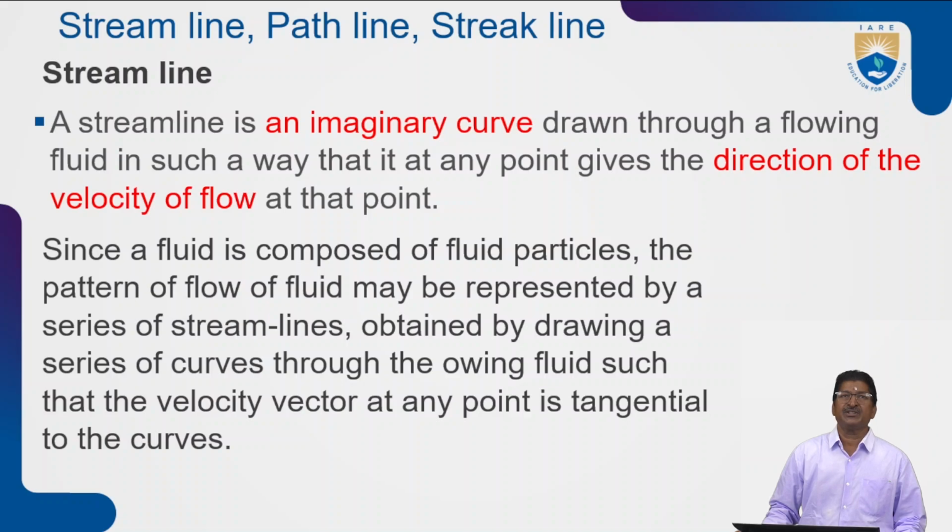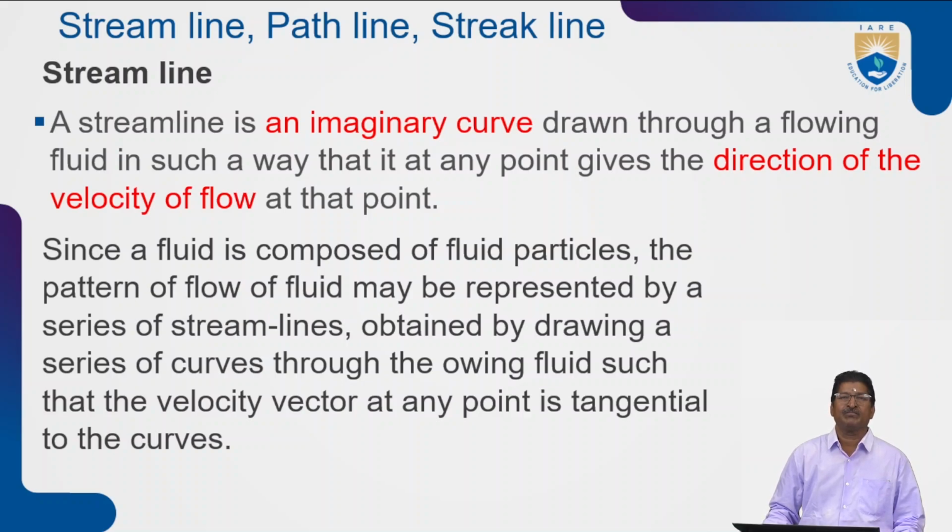If you see the streamlines, what is it telling here? It is an imaginary curve. A streamline is not actually existing. It is an imaginary line, but any point on that imaginary curve gives the direction of velocity of flow. The tangent at any point gives the direction of velocity of flow.